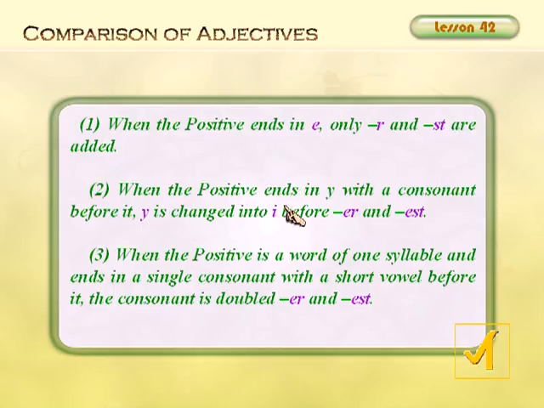Number 2, when the positive ends in Y with a consonant before it, Y is changed into I before ER and EST. So we have already seen that example, heavy, heavier, heaviest. Number 3, when the positive is a word of one syllable and ends in a single consonant with a short vowel before it, such as big, the consonant is doubled and ER and EST are added, that is sad, sadder, saddest, big, bigger, biggest. We have already seen examples for all these three rules.